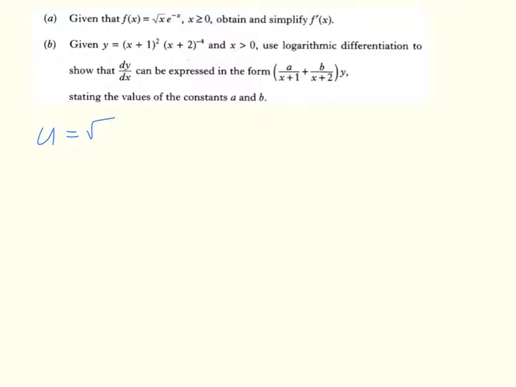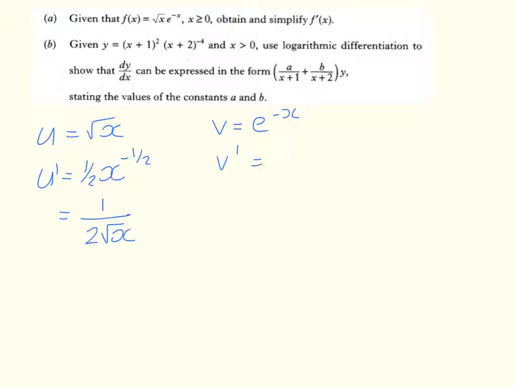So u is root x, u dash is 1/2 x to the minus 1/2, or more nicely 1 over 2 root x. V is e to the minus x, v dash is e to the minus x multiplied by the derivative of this function here, which means multiplied by minus 1, so it's minus e to the minus x. What we're using here is the product rule, so I'm just going to state that. It's u dash v plus v dash u, and I'm going to substitute in.